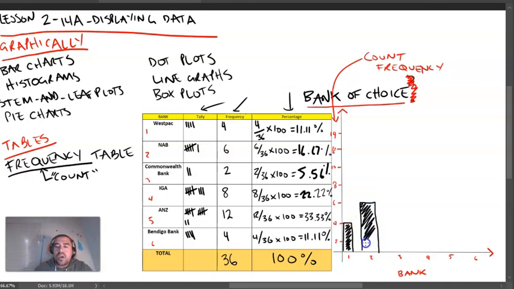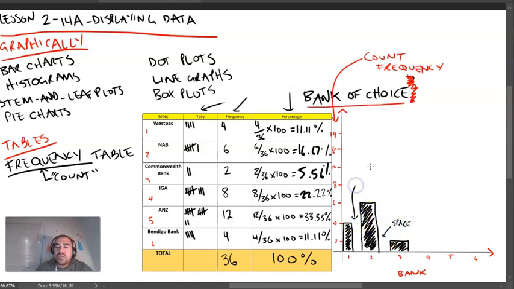Now, one really important feature that differentiates this bar chart from a histogram is that because this is talking about categorical data, I need to have a space in between these bars. So bank number 3 is 2. You'll notice that I've left a space here. There needs to be a space.